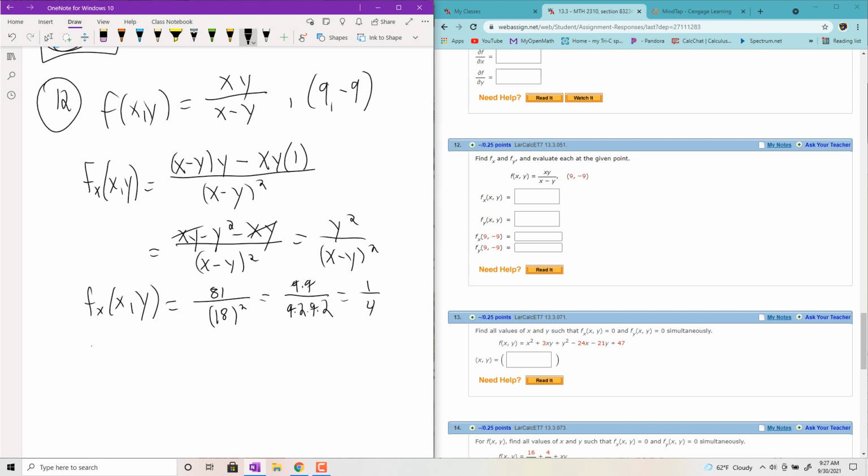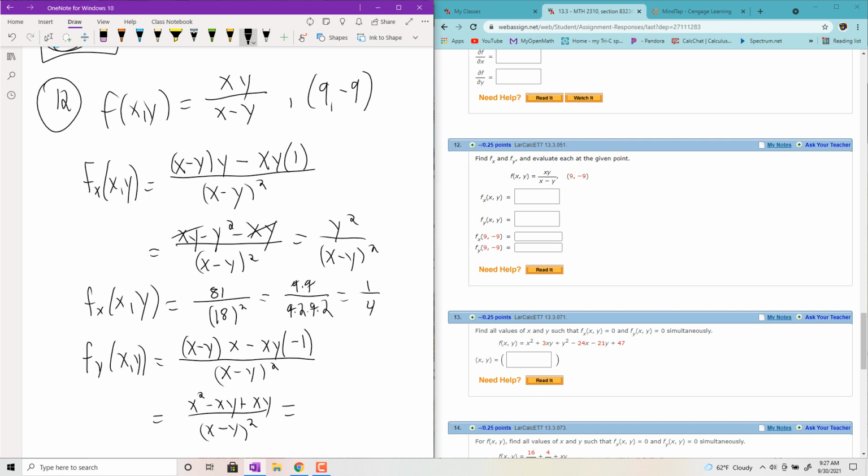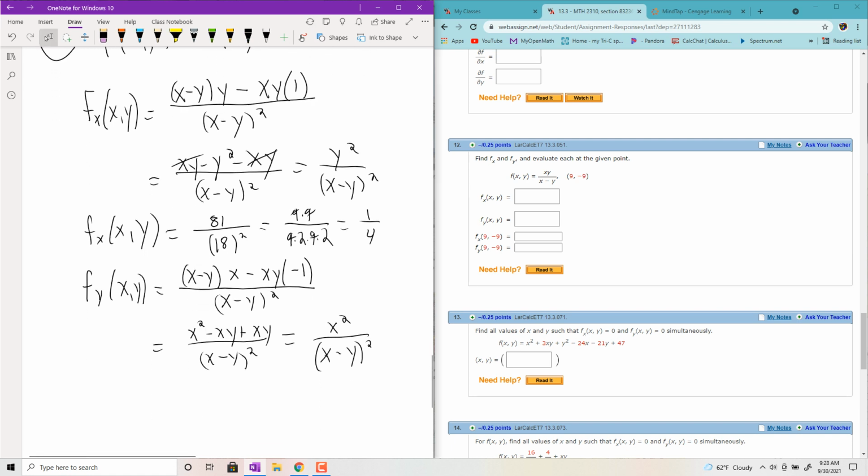Okay, so fy, the derivative with respect to y. Again, I have to do a quotient rule. So the derivative of the high with respect to y is just x, minus the high times the derivative of the low with respect to y, which is negative 1, all over the low squared. That will be x squared minus xy plus xy, all over (x minus y) squared. So it's x squared all over (x minus y) squared. Kind of looks just like the other one, but with an x in the top.